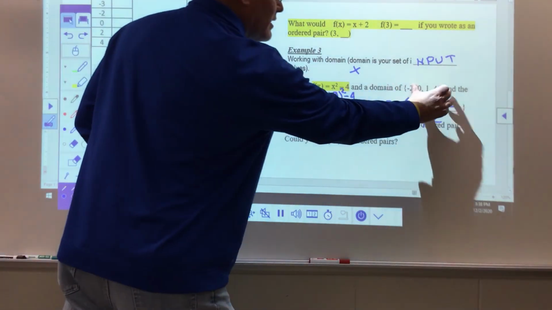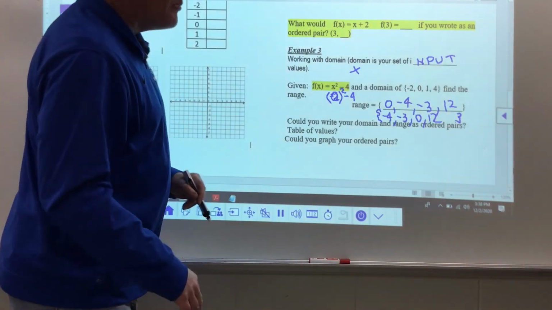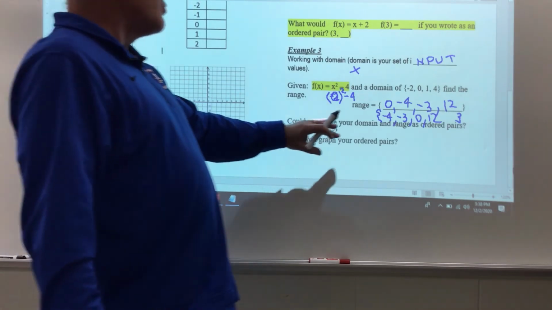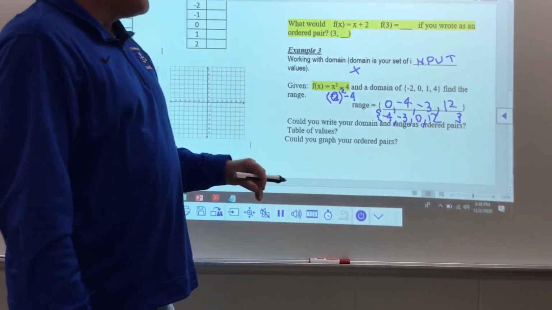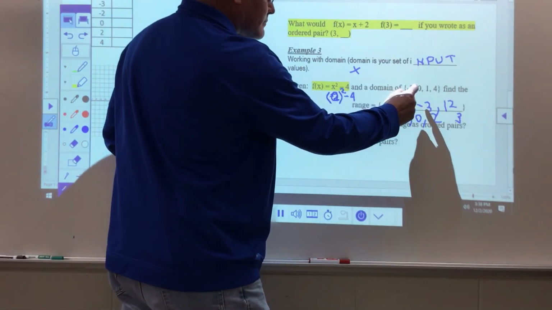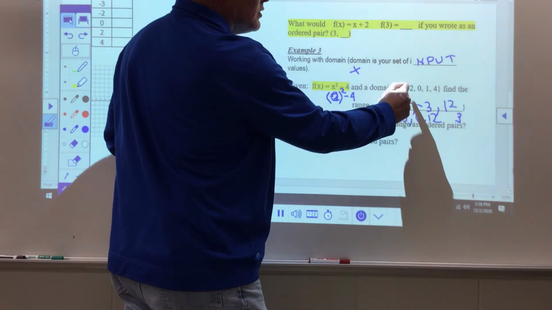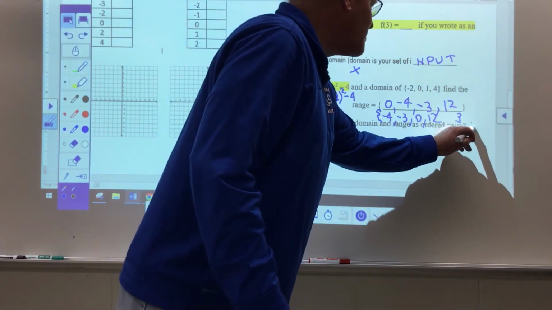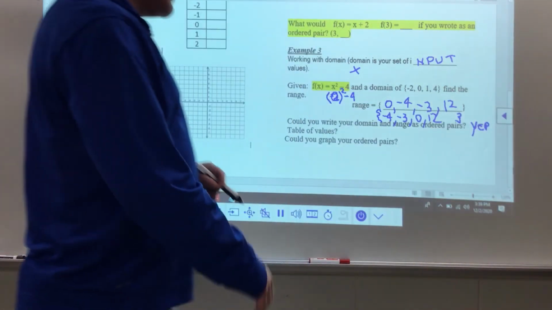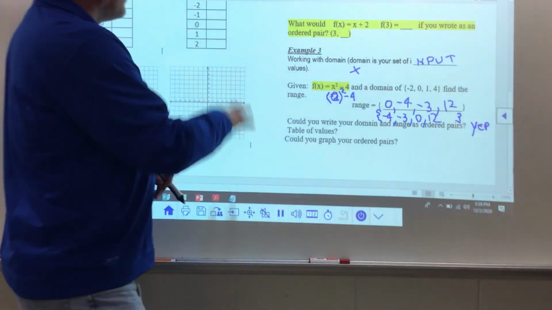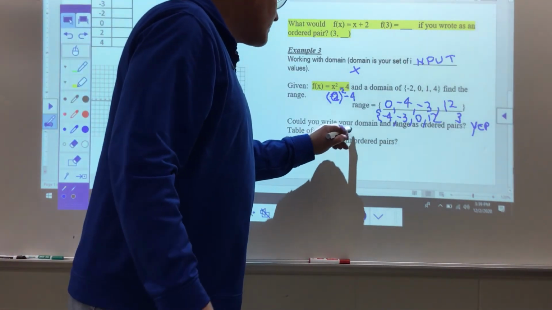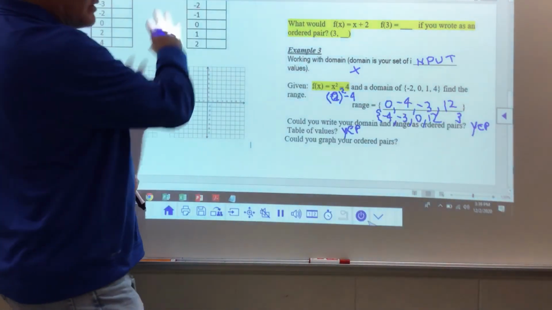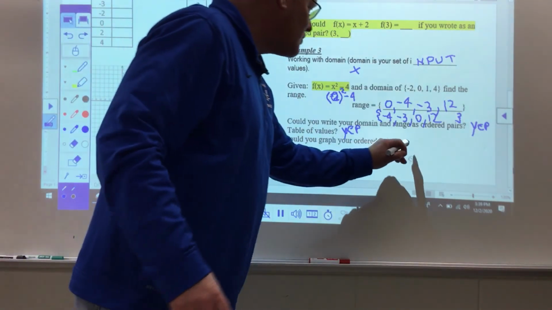So again, domain is things you're going to input and you're going to get outputs. If the output repeats itself, you don't have to list it twice. So here's what you know. Can you write your domain and range as ordered pairs? So could you come in here and say, my first input is negative 2 and my output is 0? Sure you could. You could organize those, put negative 2, 0. So the answer is yep, you sure can. You guys can do that. Could you organize these as a table of values? Sure could. Yep, for that. And then if you had your ordered pairs or your table of values, could you graph that? Obviously the answer is yes, you can.